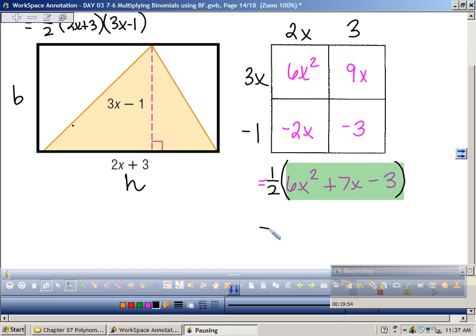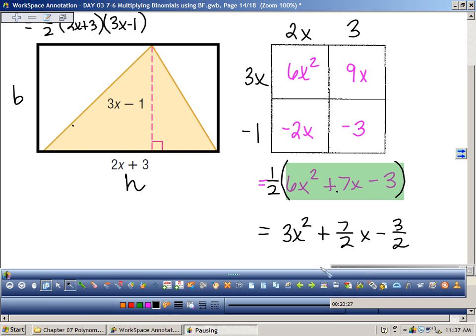So what's half of 6x squared? 3x squared. Oh, you did it. What's half of 7x? You could write it two different ways. You could put 3.5x, or you could write it just 7/2 x, right? 7 divided by 2. And what's half of -3? Or -3/2? Question?